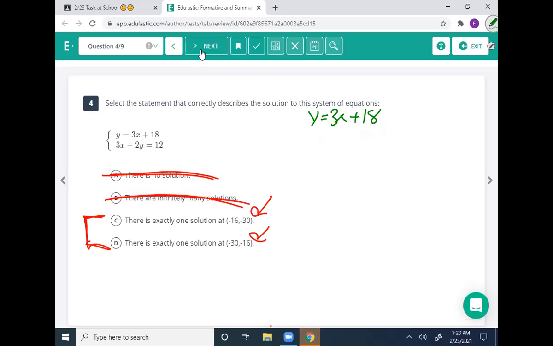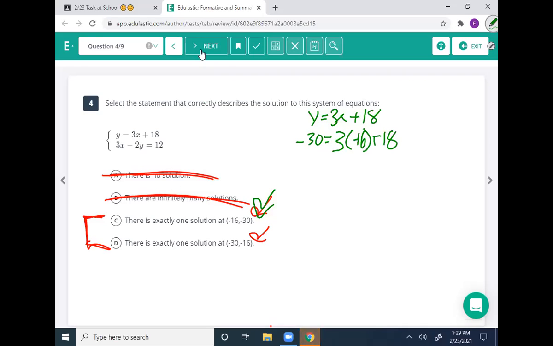plug in my x and y values. How could I rewrite this? What's my y value? Isabella, looking at this ordered pair here, we're going to plug it in. What's my y value in that ordered pair? -30. -30 is equal to what? 3 times -16 plus 18. Now I'm going to do that math out.